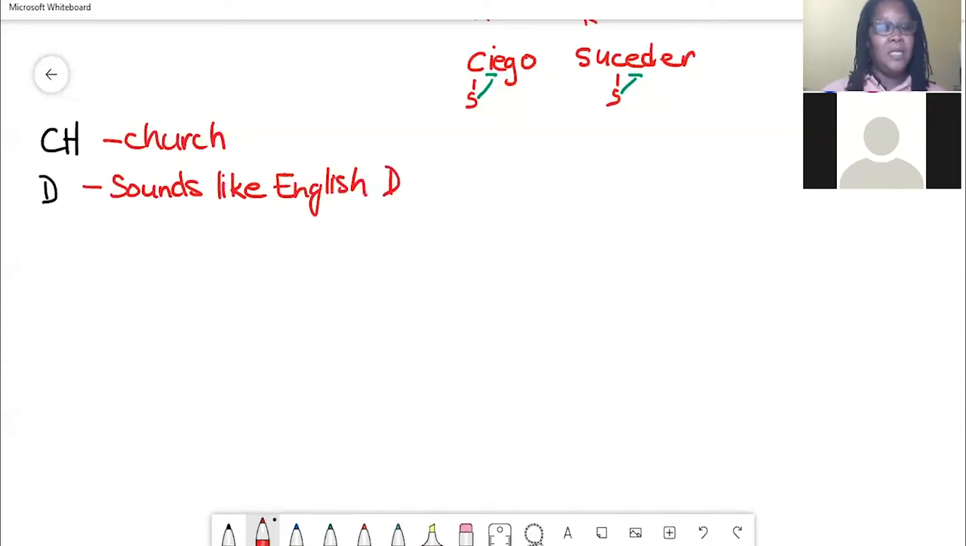We already looked at E because that's one of our vowels. We want to take a look at the letter F. I wouldn't say that F is a problem child, but F has a little bit of a peculiarity that you want to note when it comes to Spanish. So F sounds like your English F.